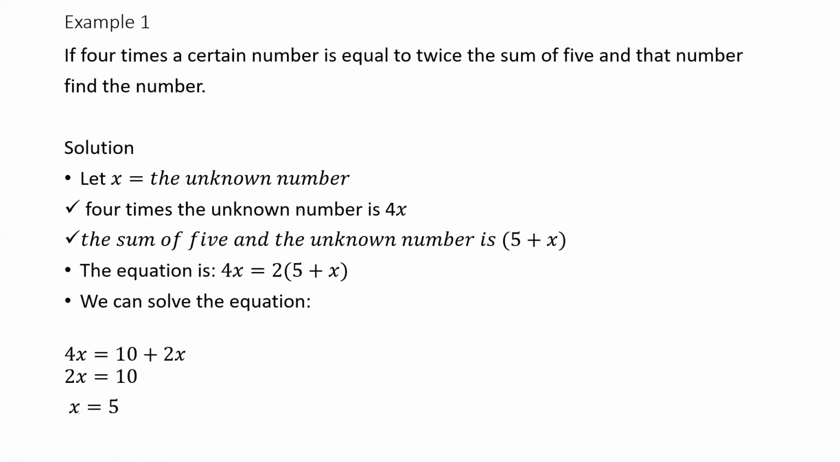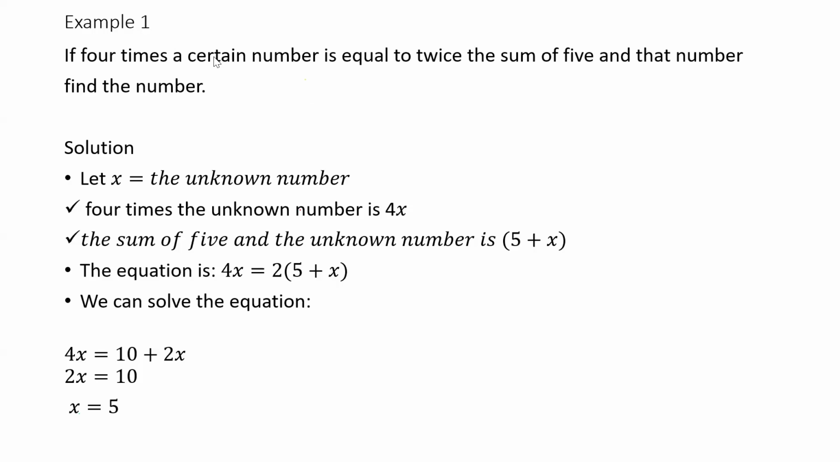Can I move ahead? Yes, sir. So let's do example 1. If 4 times a certain number is equal to twice the sum of 5 and that number, find the number. If 4 times a certain number. Now this certain number, you don't know it. So represent that one by a variable. So you can say let x be the unknown certain number. Are you getting my point? Good. Take your time and do it one by one.